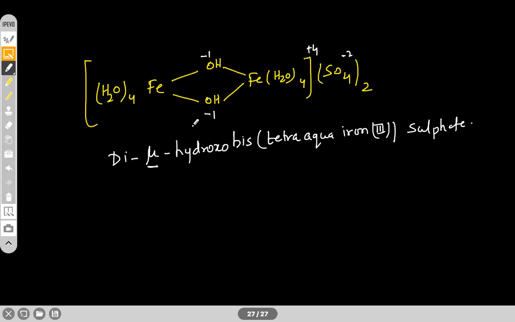Sir, could you just repeat the last part of what you said? The point in the note, right? Yes, sir. I'm repeating myself. The bridging ligand is expressed by the Greek letter mu, which is added immediately before the name of the ligand and separated by a hyphen.